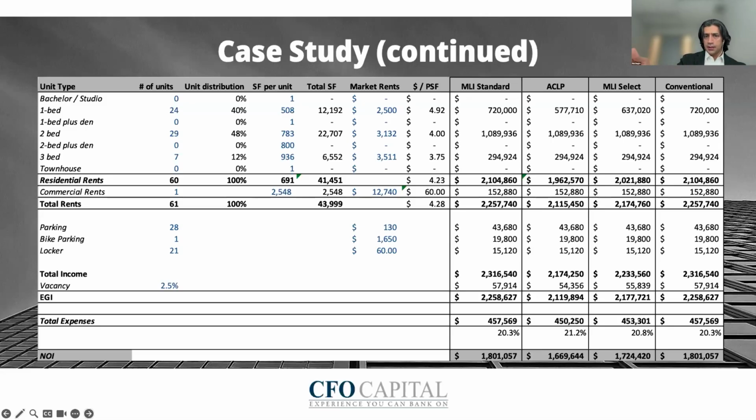So conventional and the standard program are allowing you to earn a little bit more top line income compared to the 2 programs that require you to provide affordability. That is ACLP and Select. Let's work our way down, assuming a common set of expenses.